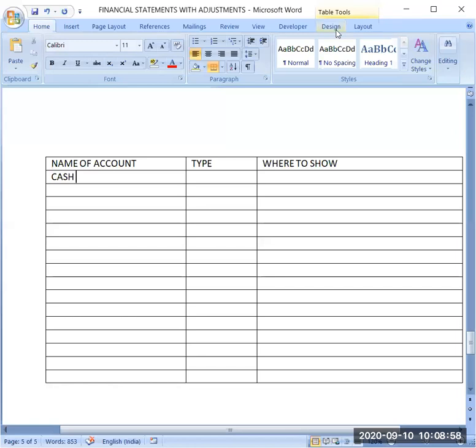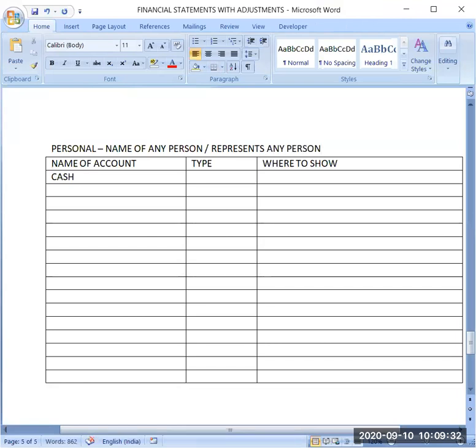Accounts are either personal, real or nominal. So first I will give you some keys so that you will be able to classify them properly. Personal account: how to identify the personal account? Personal account will be the name of any person, or represents any person. Then it will be treated as a personal account.